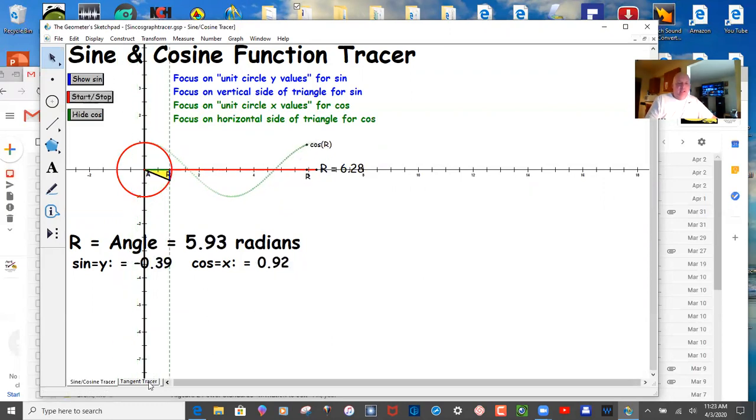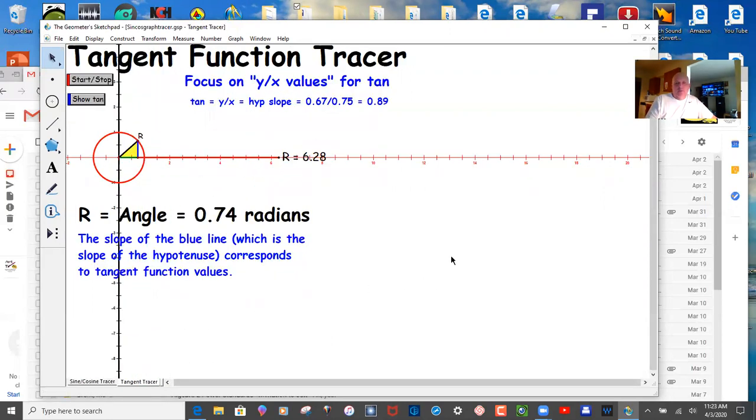So what about tangent? Most teachers are too scared to address tangent. So all tangent is the opposite over adjacent, which is the slope. It's rise, it's the blue length divided by the green length. Rise over run, which is the slope of the hypotenuse. Oh, think about that now. The slope of the hypotenuse is the sine over the cosine, rise over run.